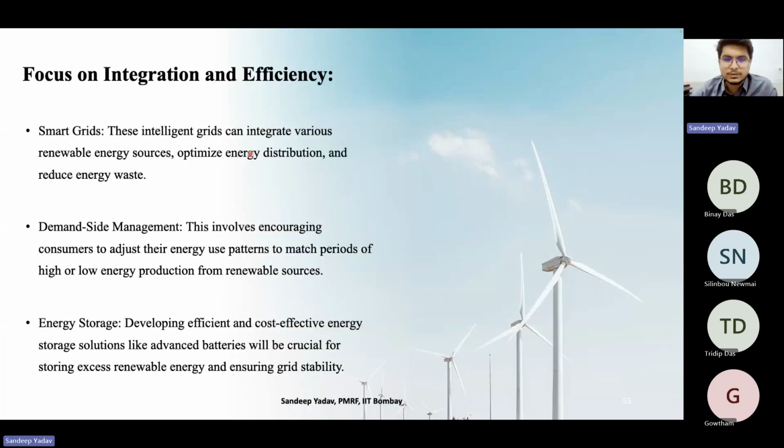So future energy systems can be focused like whatever the system we have studied till now. Apart from that, future energy systems can focus on integration and the efficiency. Like smart grids, these intelligent grids can integrate various renewable energy sources, optimize energy distribution, reduce energy waste, and demand side management. This involves encouraging the consumers, like whatever the power we are generating, we should have a feedback loop. Whatever the energy is generated, it should have demand side management as well as the energy storage. Currently, most of the energy is being wasted due to the lack of energy storage, like solar power based infra is desperately needing an energy storage system. So energy storage will develop efficient, cost effective energy storage solutions, and advanced batteries will be crucial for storing that excess renewable energy to make that grid more reliable and flexible.